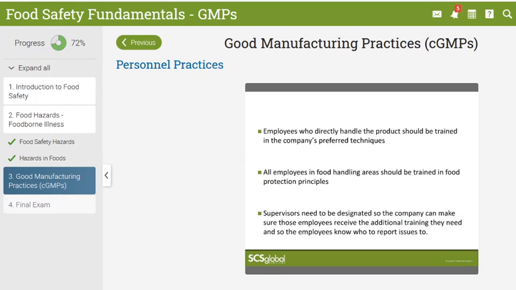This is especially important if product is directly handled by hand. All employees in food handling areas should be trained in food protection principles, including personal hygiene and proper hand washing. Supervisors need to be designated so the company can make sure that those employees receive the additional training they need, and so employees know who to report an issue to. If supervisors change on a regular basis, it should be clearly announced whenever there's a change so that employees are always aware who the supervisor of the day is.